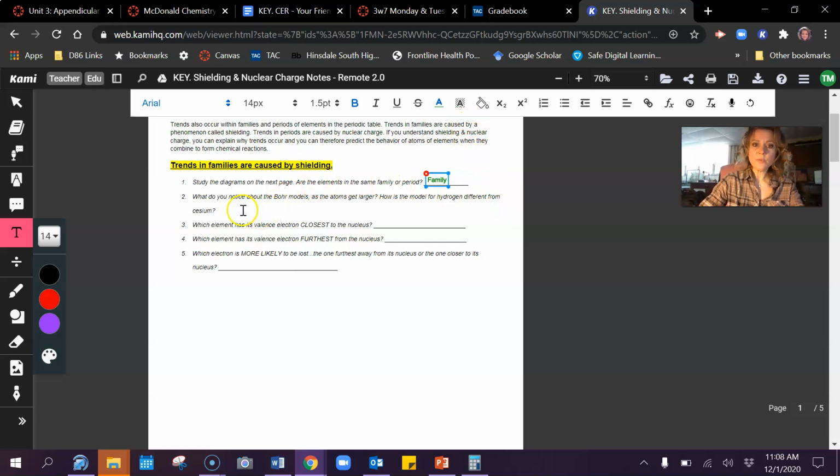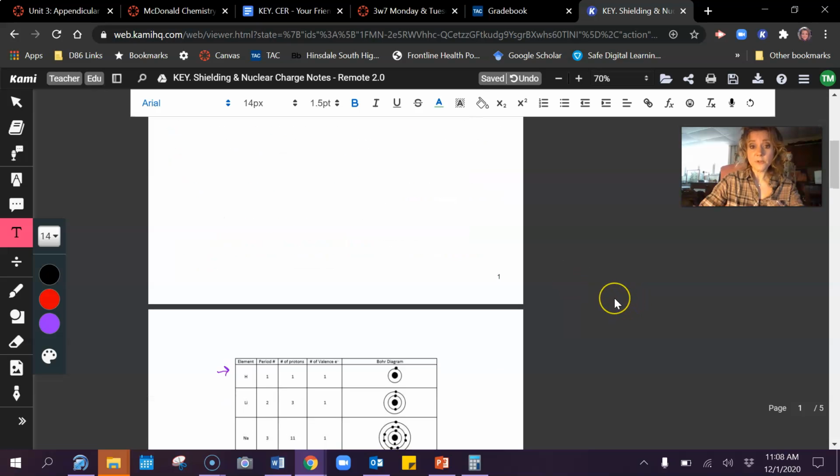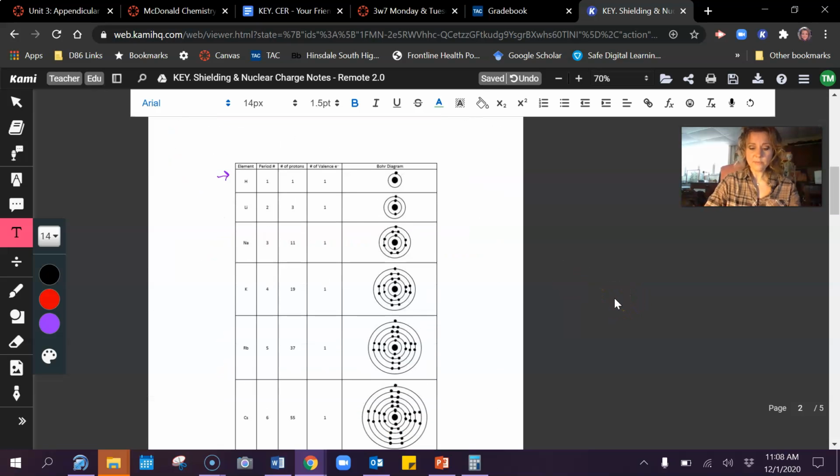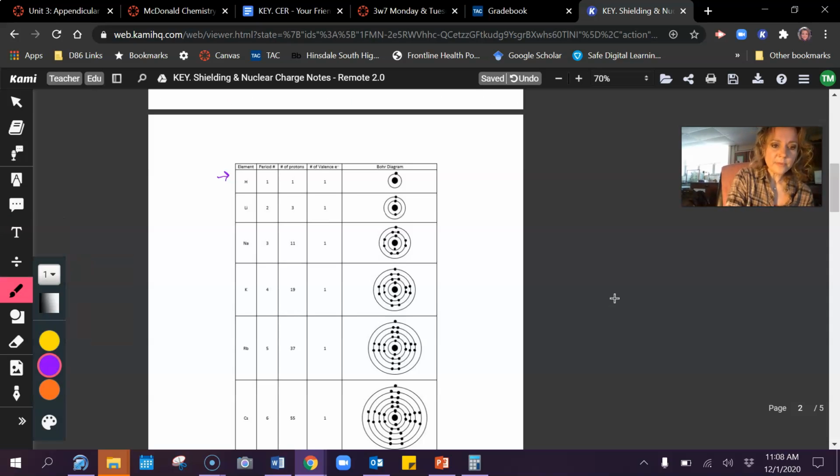So number 2 says, what do you notice about the Bohr models as the atoms get larger? How is the model for hydrogen different than the model for cesium? So back to my picture, hydrogen is at the very top and cesium is at the very bottom. So we're looking at the Bohr diagrams for each of them. I think that the first thing that should strike you is that the Bohr model for cesium is much larger than the Bohr model for hydrogen.